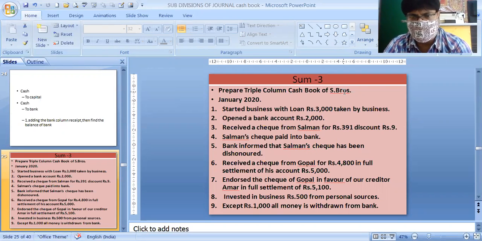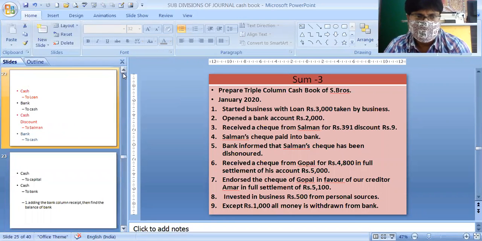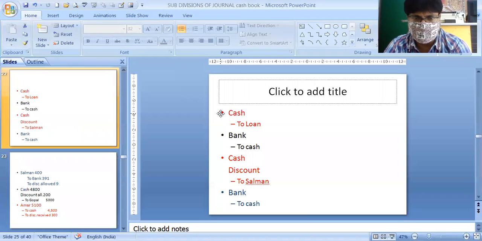Started business by S. Bros by taking a loan in the name of the business only, rupees 3,000. So business has taken loan and started the business. So cash has come in the business because of not capital, because of loan. So it is cash account debit to loan account, the journal entry.